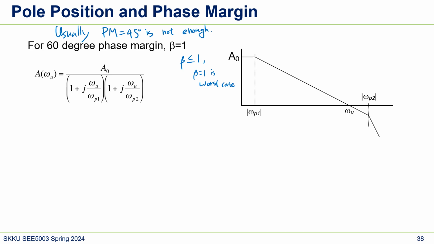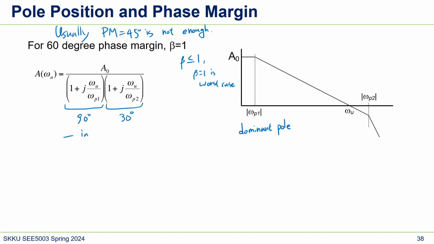I mean, the larger the beta, the worse the phase margin. So we have a first pole here, and then this is the second pole. Which one is the dominant pole? This is the dominant pole, right? It's simple: the dominant pole means the lower frequency pole. So to get a 60-degree phase margin, we need this part 90 degrees, and this part should shift 30 degrees, right? So this is for phase margin 60.